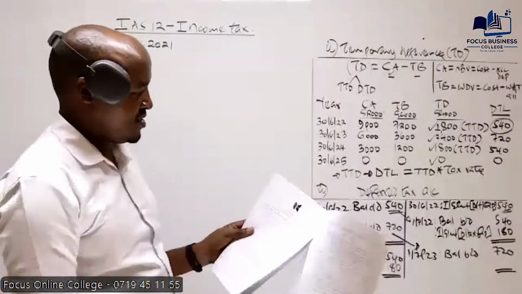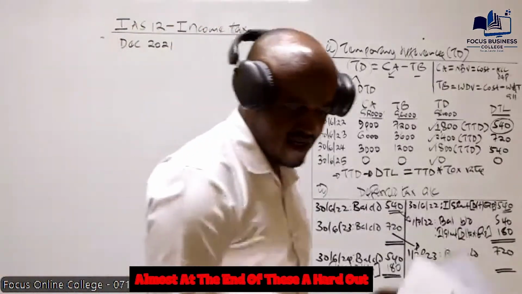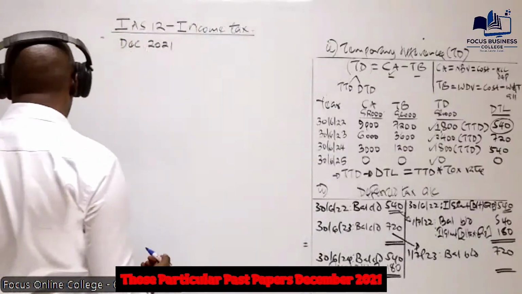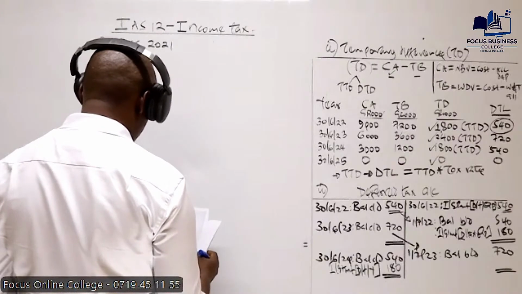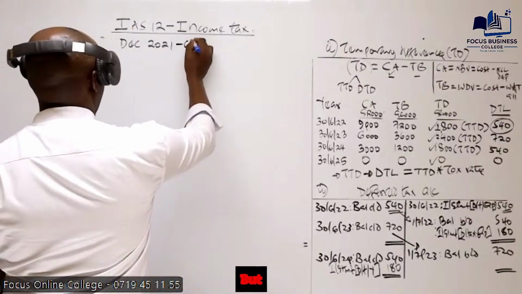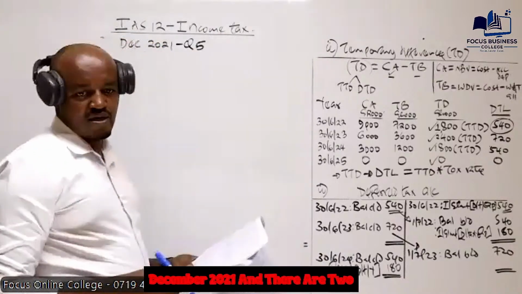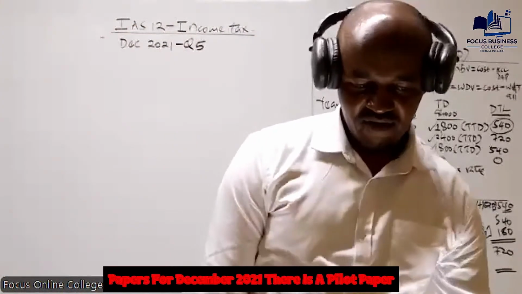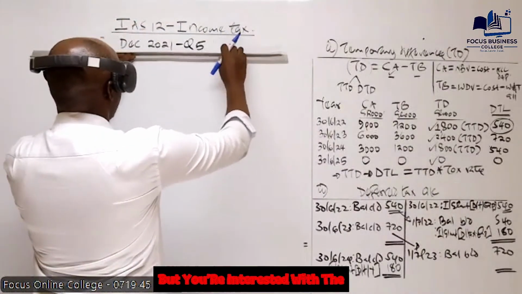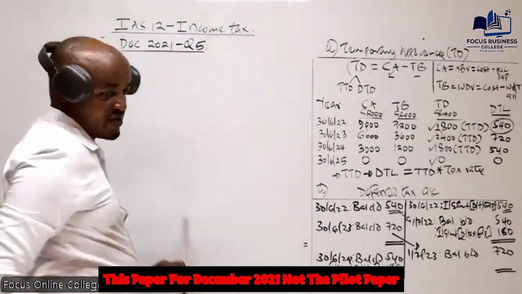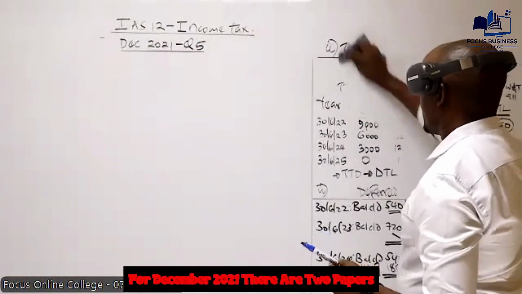Huko mwisho kabisa. Almost at the end of these handouts, those particular past papers, December 2021, and specifically, there is a question I want us to do here, not the entire question, but part of it. And there are two papers for December 2021. There is a pilot paper. That is not the paper we're interested in, but we're interested in this paper for December 2021, not the pilot paper. Ukiona imeandikwa pilot paper, check for the other paper. For December 2021, there are two papers.